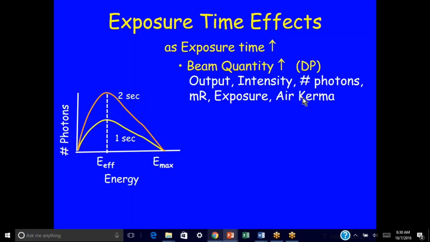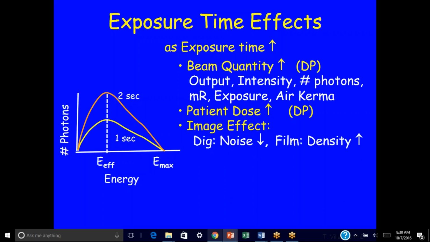To refresh your memory, KERMA stands for kinetic energy released in materials. It's energy per unit mass available as a result of the radiation. So those are measures of beam quantity. What else can we say? Well, if you've increased the beam quantity, what happened to patient dose? The patient dose is going to go up, and notice that, directly proportional. So if you double the exposure time, you double the patient dose. Okay? What happens to what you get to see in the image?